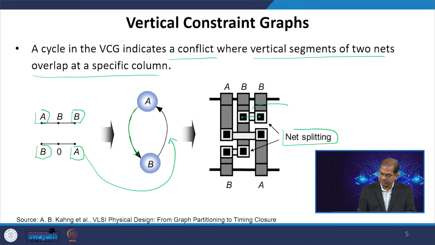Let us say you call this one B1, and from here to here there is a net called B2. So, by introducing this net splitting concept, we can do the routing when there is a cycle. We will discuss this in more detail at the end of this lecture.